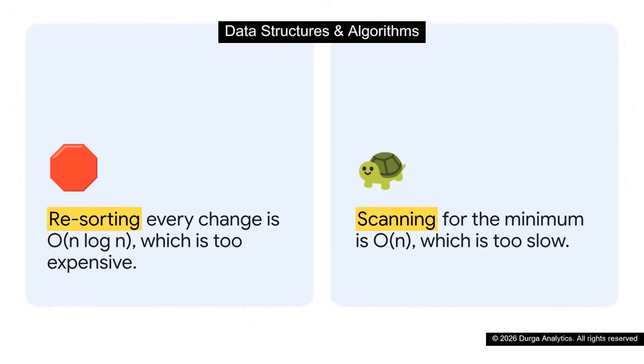Alternatively, you might think, okay, I'll just keep them all unsorted and scan through to find the minimum when I need it. But doing a plain scan takes O(n) time for every single request. Still too slow. Keeping everything perfectly sorted from top to bottom is a massive waste of resources when you really only need that one extreme item at any given moment. We definitely need a better way.